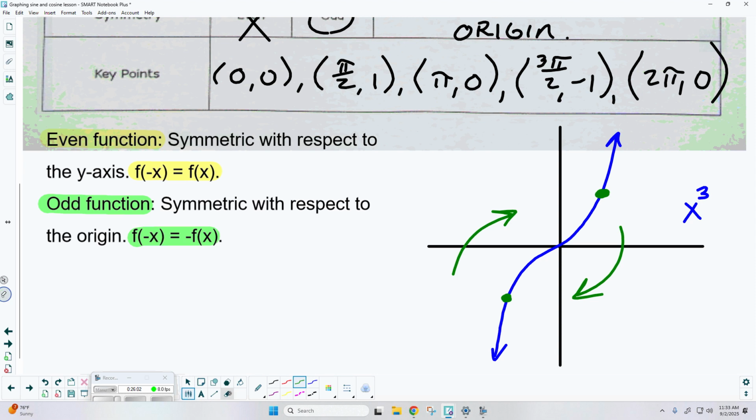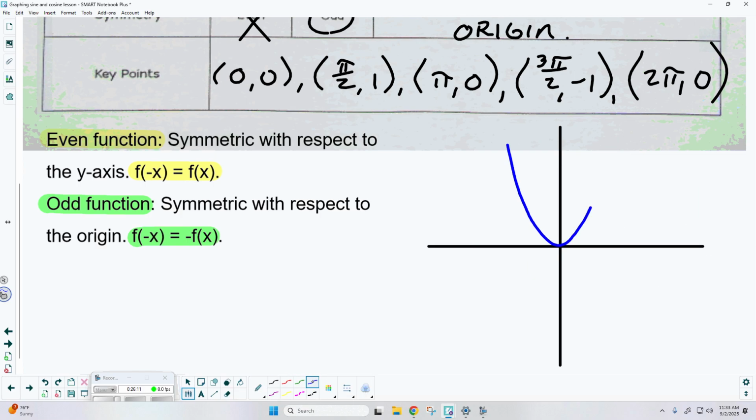Okay. Now let's talk about even. Let me give you an example of an even function, which is what cosine is going to turn out to be. So now what is this right here? That's x squared. That's your quadratic parent. Okay, so if it's even, that means it's going to be symmetric with respect to the y-axis. So if I were able to fold along the y-axis, and the two parts come together perfectly like mirror images, that's even. That's what we're talking about.